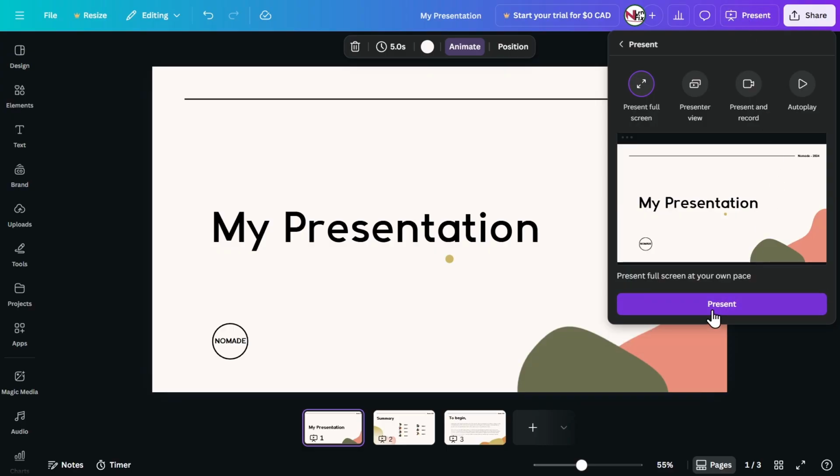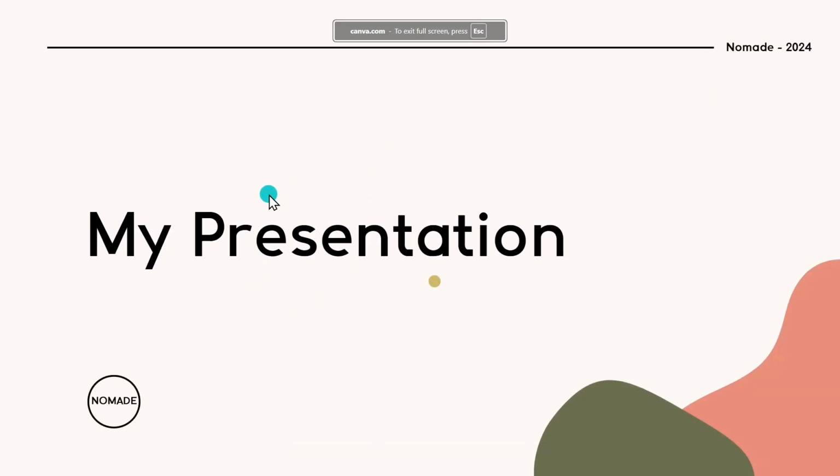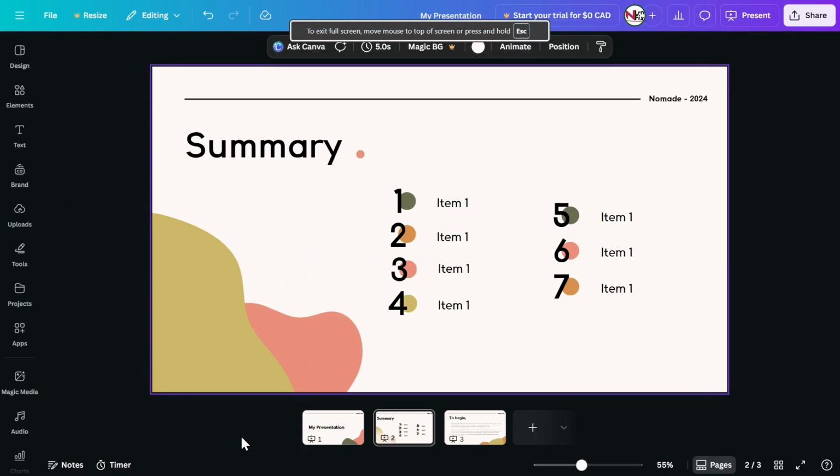I'm going to click present. As you can see, it works at the beginning, which I don't want, and it also works at the end. That's what I want. So I'm going to remove this beginning or entry animation.